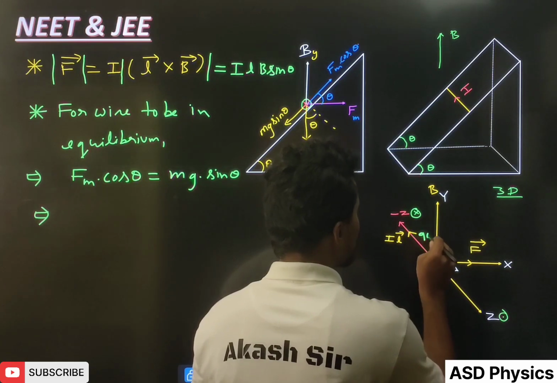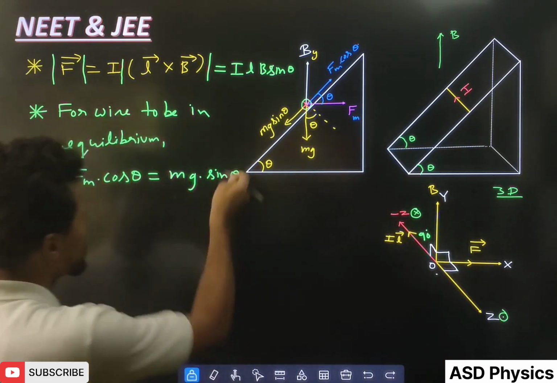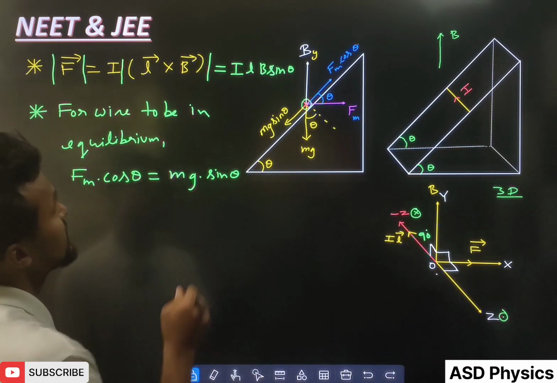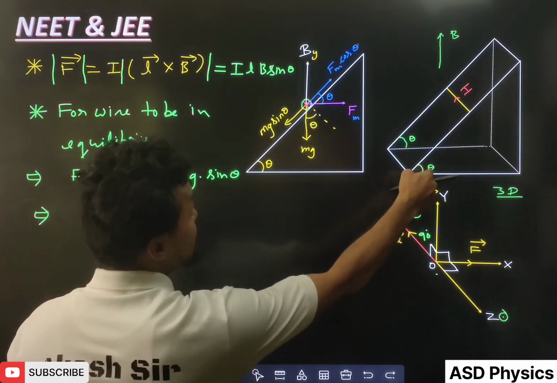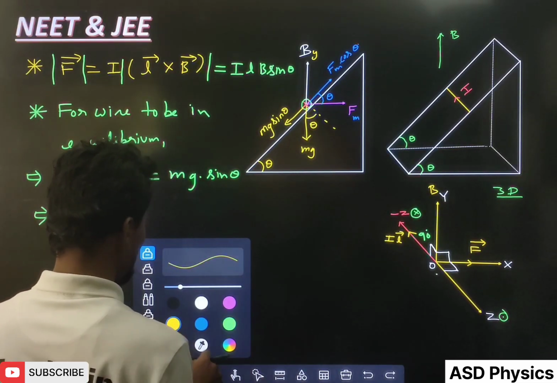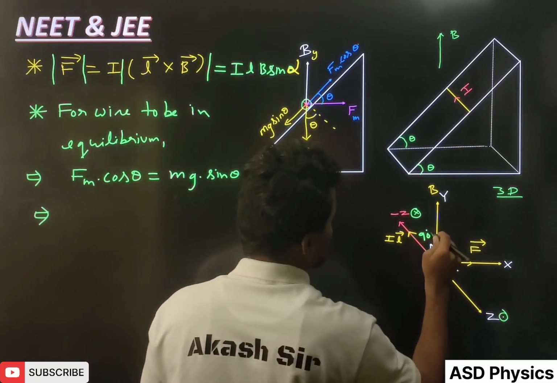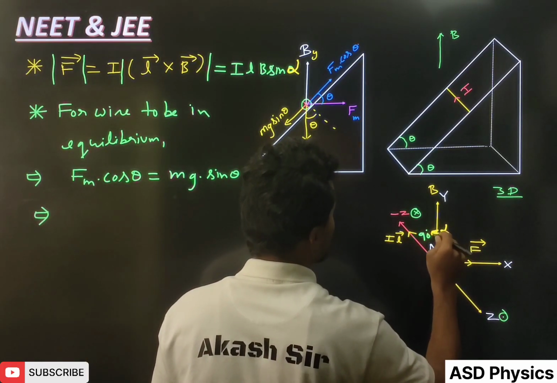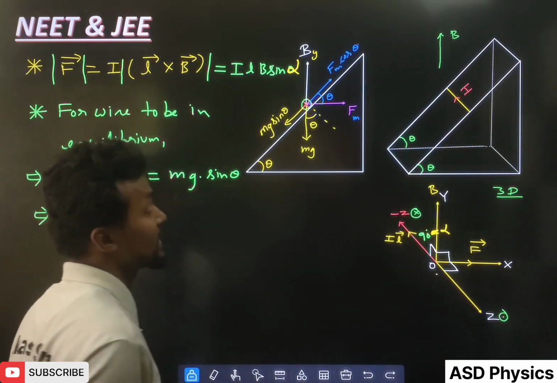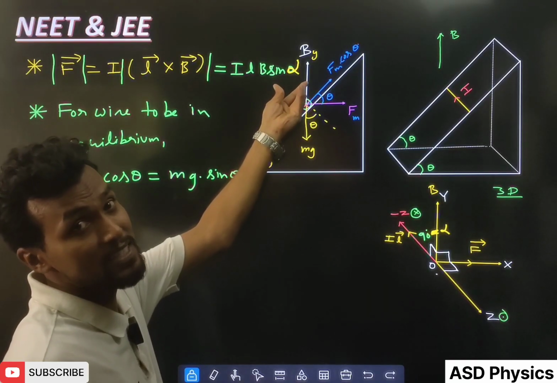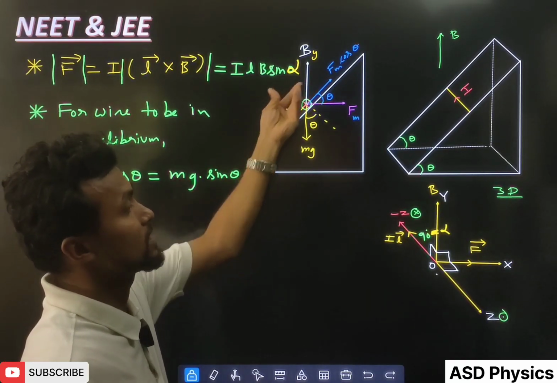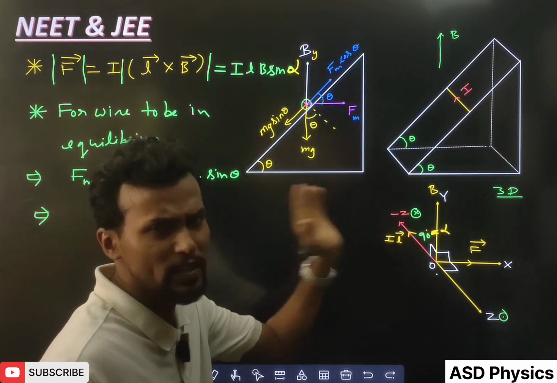You can see very well here, this is a 90-degree angle. And remember one thing, this theta and this theta are not the same. So I am writing some other angle here, let's take alpha. Don't mix up the two thetas. This theta is the angle of inclination, and this angle is the angle between the current element and the magnetic field. That's why I have taken alpha here.